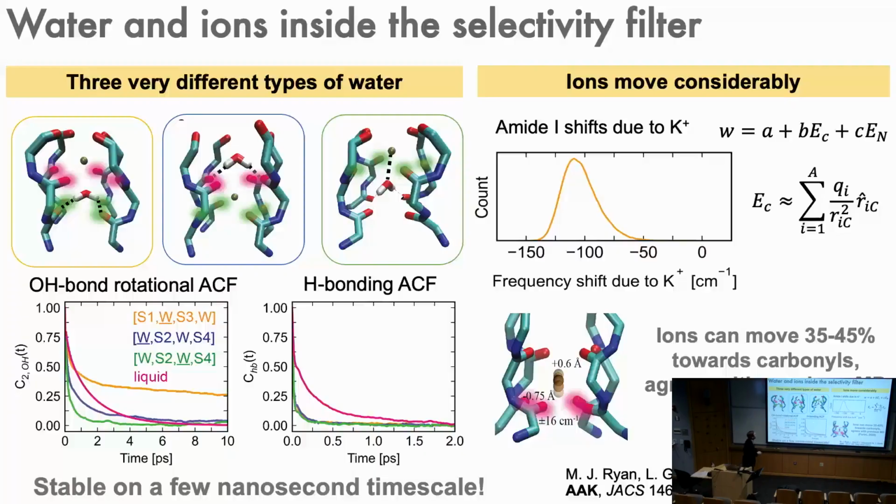This is the hydrogen bonding correlation function. All the hydrogen bonds are very short-lived compared to liquid. Magenta is liquid water. Hydrogen bonding inside of the binding sites is very, very short.